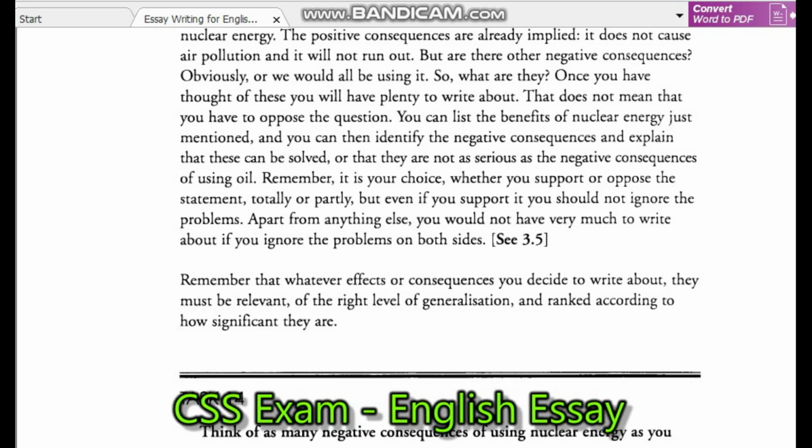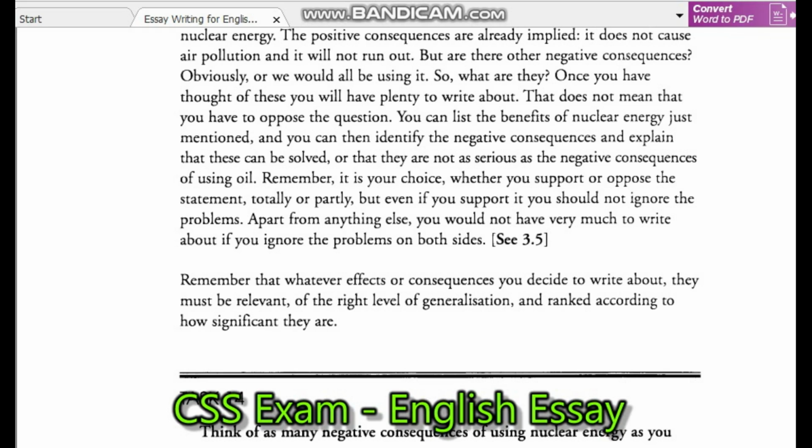That does not mean that you have to oppose the question. You can list the benefits of nuclear energy just mentioned, and you can then identify the negative consequences and explain that these can be solved, or that they are not as serious as the negative consequences of using oil. Remember, it is your choice whether you support or oppose the statement, totally or partly. But even if you support it, you should not ignore the problems.